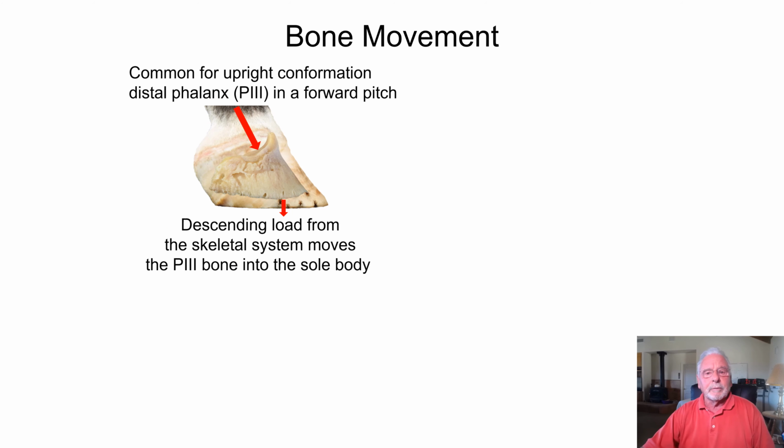So I'm going to talk about what I just tried to explain on bone movement. It's common for an upright conformation for the P3 bone to be in a forward pitch. That's extremely common. Again, concentrate on our joint, because that's as important as our toe angle and the angle of the distal border of the bone, or our palmar angle. This is an important angle to consider in bone movement. So the bone's always descending down. I'll go back to raising the heel. It's going to have more stress on the toe of the P3 bone.